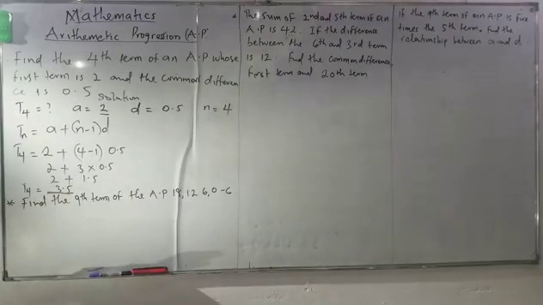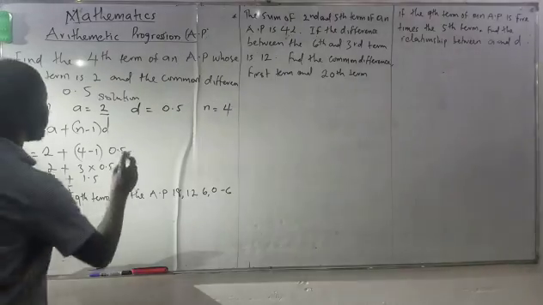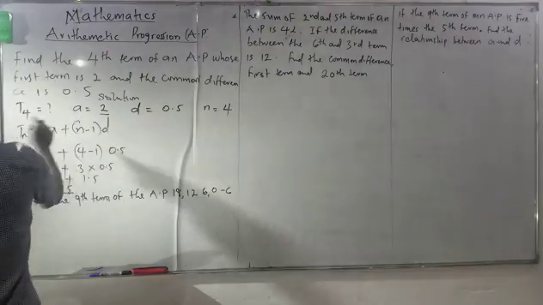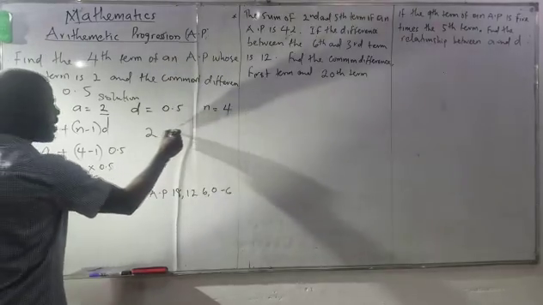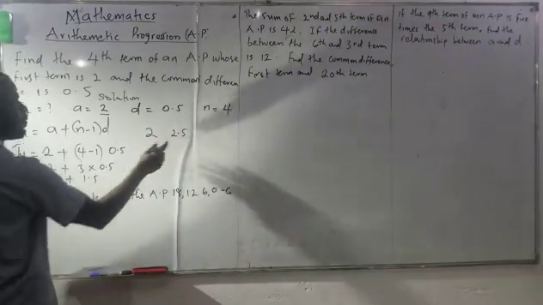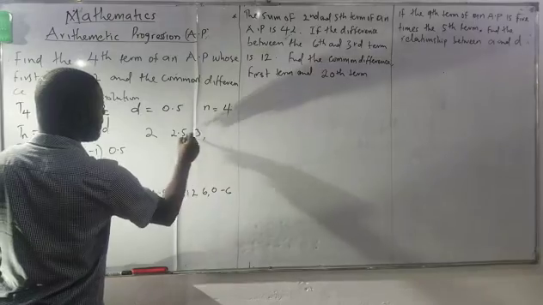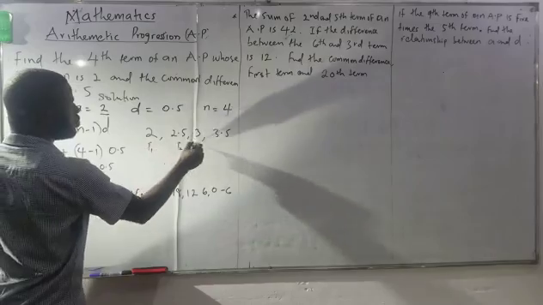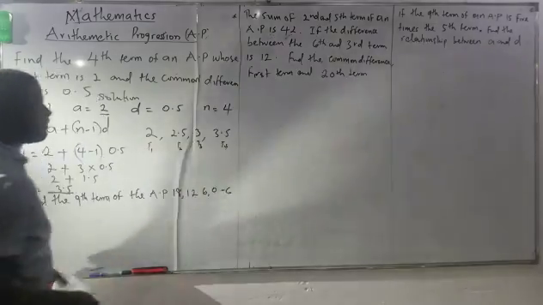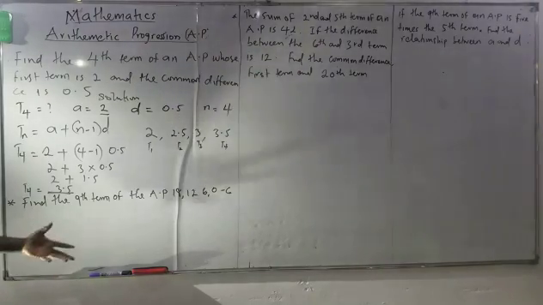Now, this is my T4. It means the number in that position, fourth, is 3.5. Now, how do I generate my sequence? My sequence will be like this. The first number is 2. Now, common difference is 0.5, it means 2 plus 0.5, I'll be having 2.5. Now, the next one will be what? Plus, that will be 3. And the next one will be what? 3.5. Now, this one is T1, T2, T3, T4. First, second, third, and fourth. That is just what it is all about.